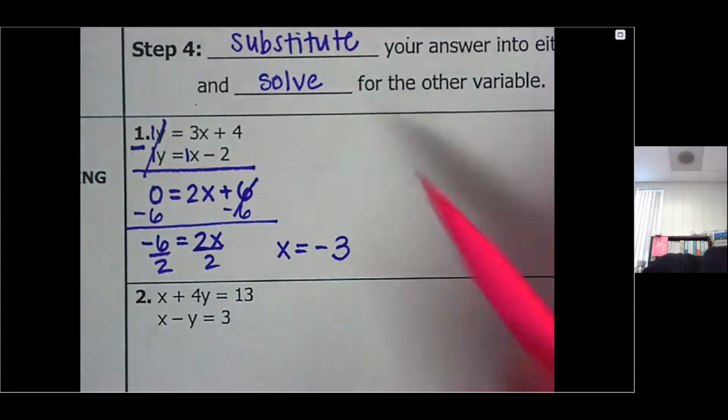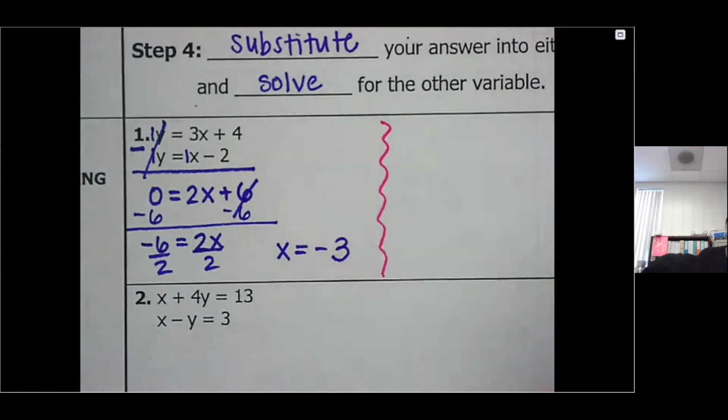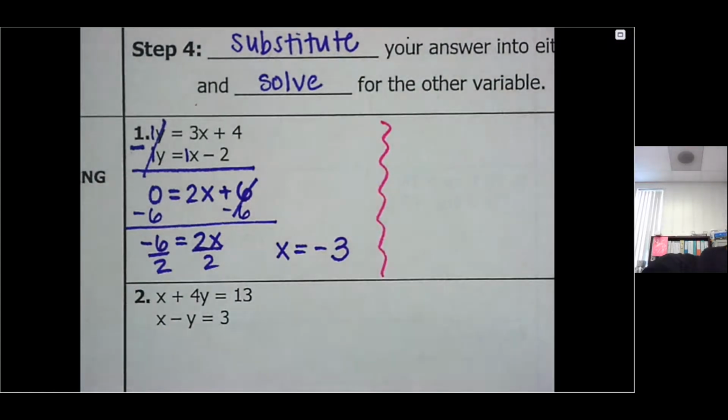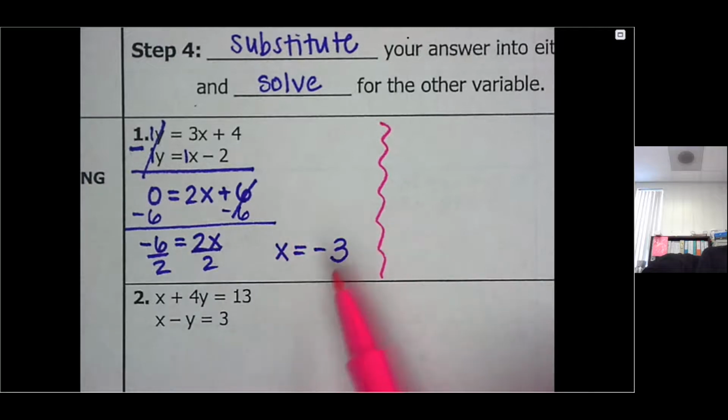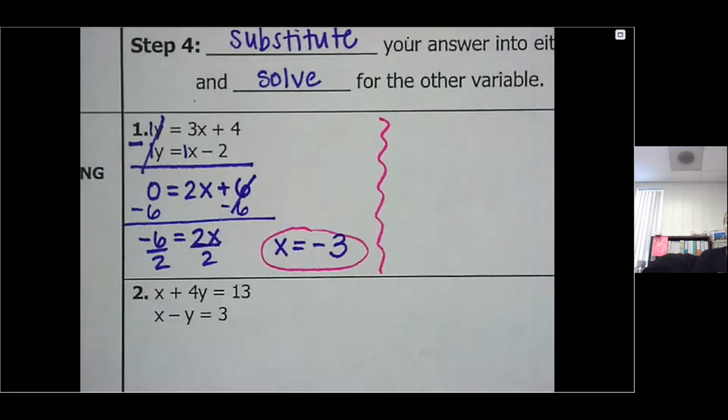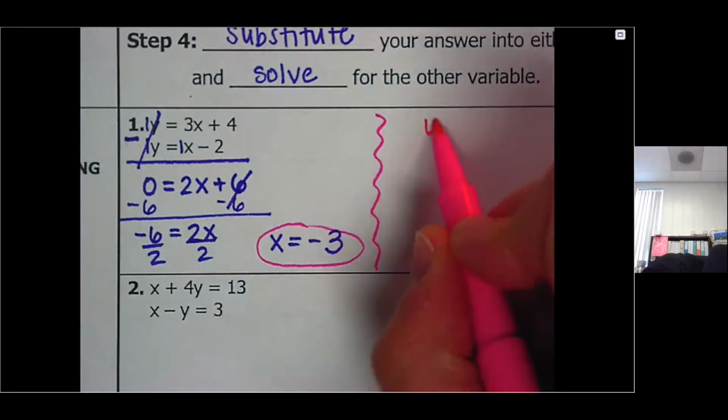Step 4 is the final step. We are now going to take our answer right here, our x variable, and we're going to plug it in to one of the equations. Now, it does not matter which equation you choose to plug it in. You'll get the same thing for both. Which one would you like to choose, the top equation or the bottom equation? Bottom. Good choice.